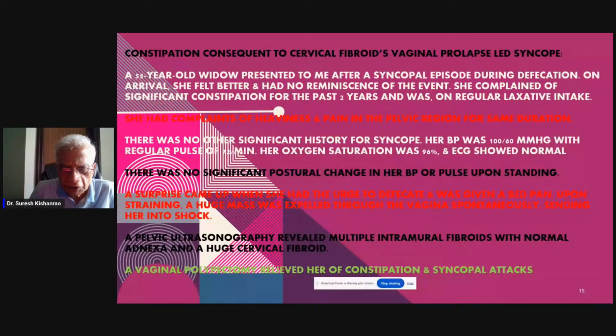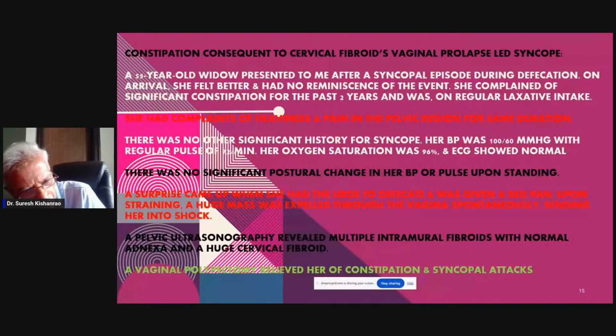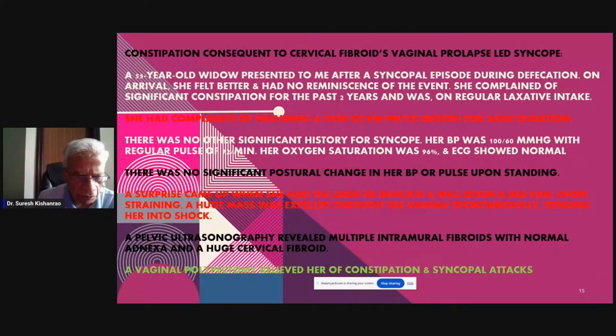On examination, a huge mass was prolapsed through her vagina, which was basically a fibroid on her cervix. A pelvic ultrasound was done, which indicated multiple intramural fibroids with normal adnexa and a huge cervical fibroid. Only a surgical intervention of vaginal polypectomy helped her to improve on the constipation and syncopal attacks.